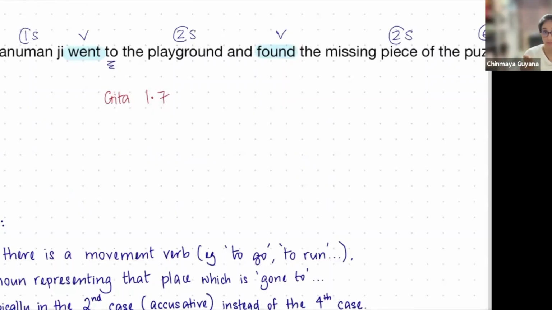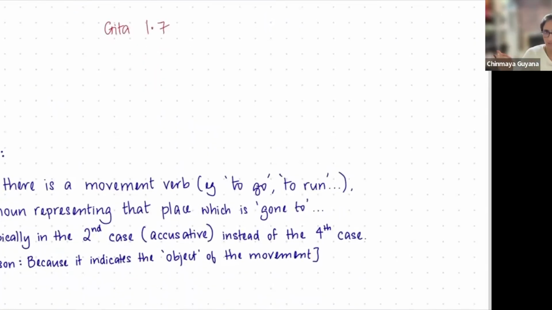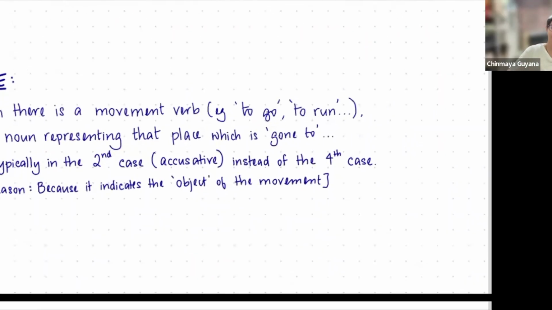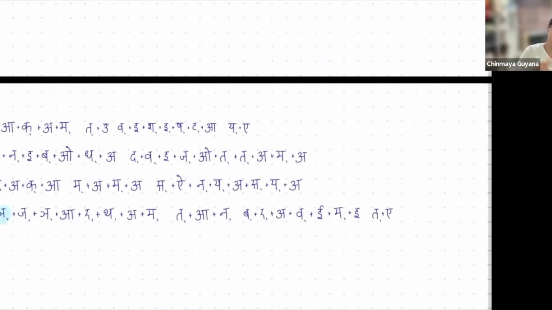Even though it says Hanumanji went to the playground, and to looks like fourth case, you have to ask, what is the verb? Went. Who went? Hanumanji. Where did he go? The forest. Do you see why it is second case? If that doesn't make sense to you, just think of it as a rule. Okay? It is very logical, but if the logic doesn't make sense, just consider it a rule. Okay? So this is the note. I will send it in the group and then you'll have it. Now, I will also send Gita 1.7.